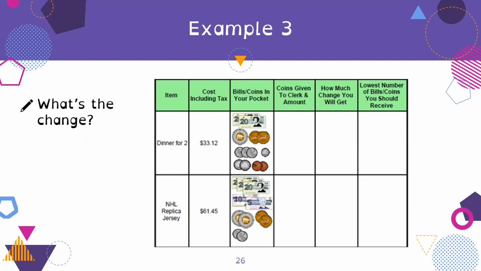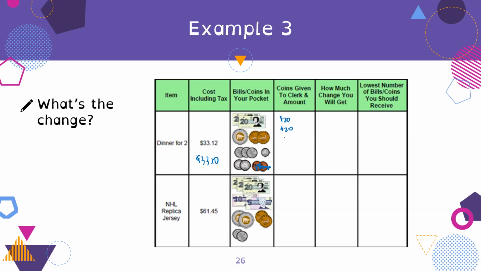So here, if we look at this example once again, no pennies. If we are paying for dinner for two, it's $33.12. So that's going to be $33.10 if we're paying cash. So for what we give to the clerk, well, we have two 20s. Again, that is going to be 40. So it's more than $33.10. So we don't necessarily have to do anything else.